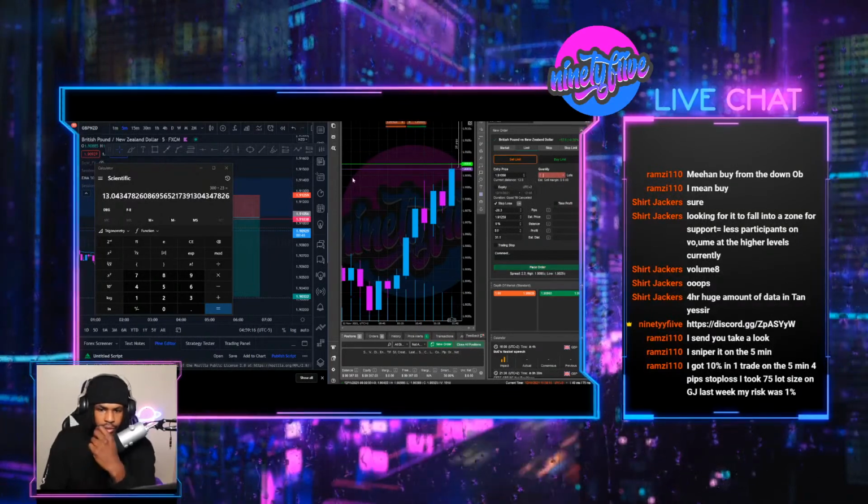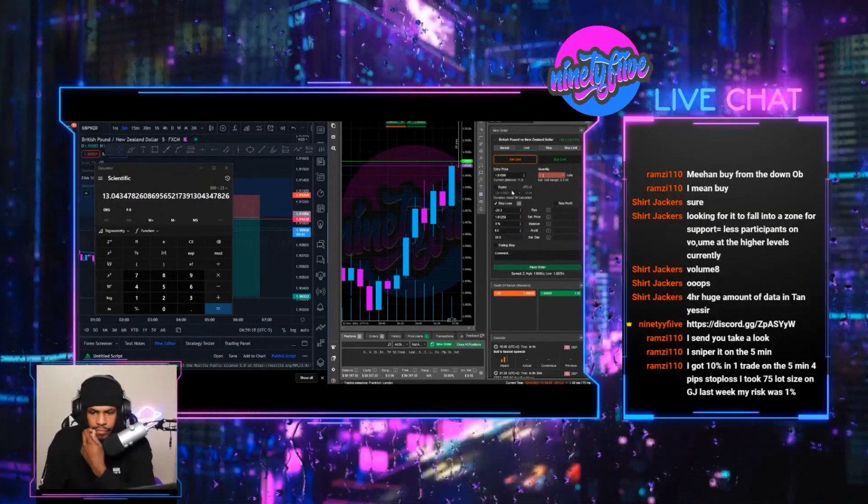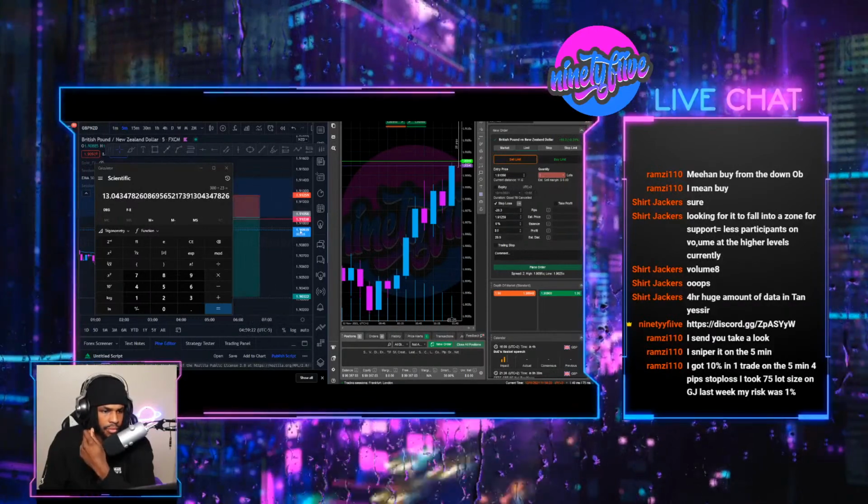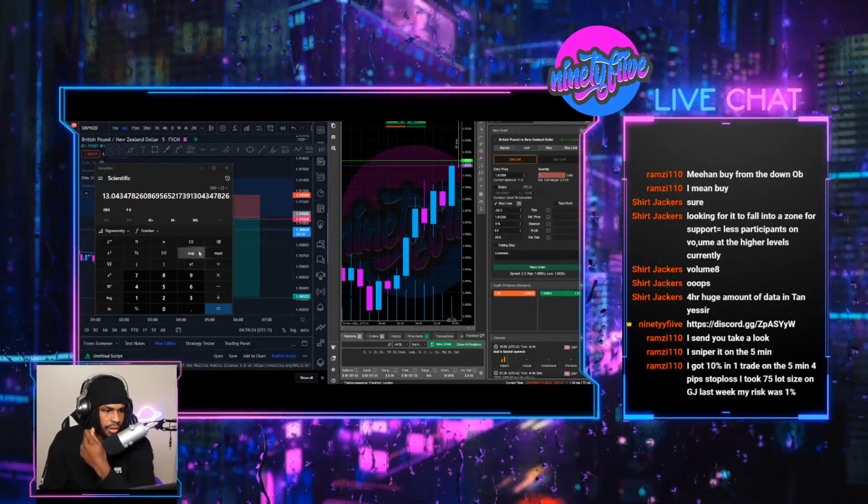I wonder if that spread. The spread is pretty big. I have a 20 pip stop loss. Whatever, it's 300.